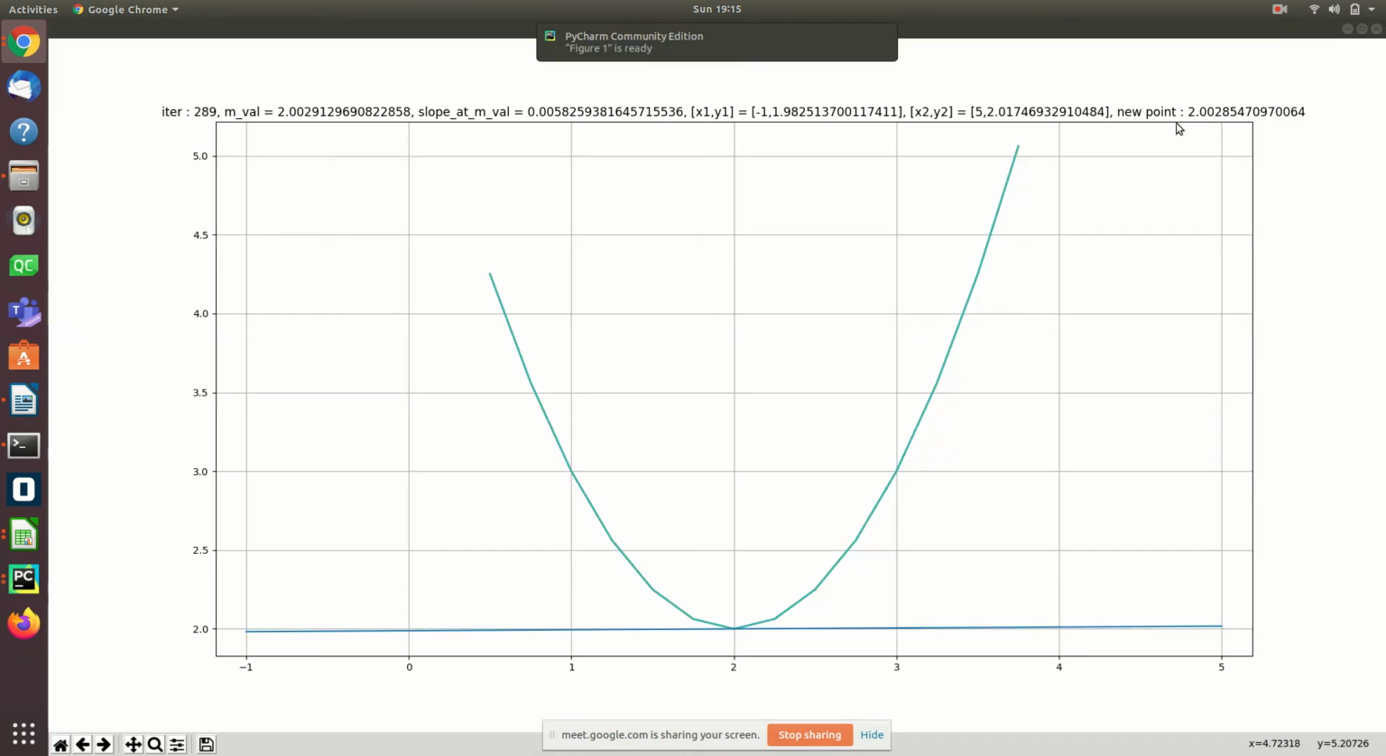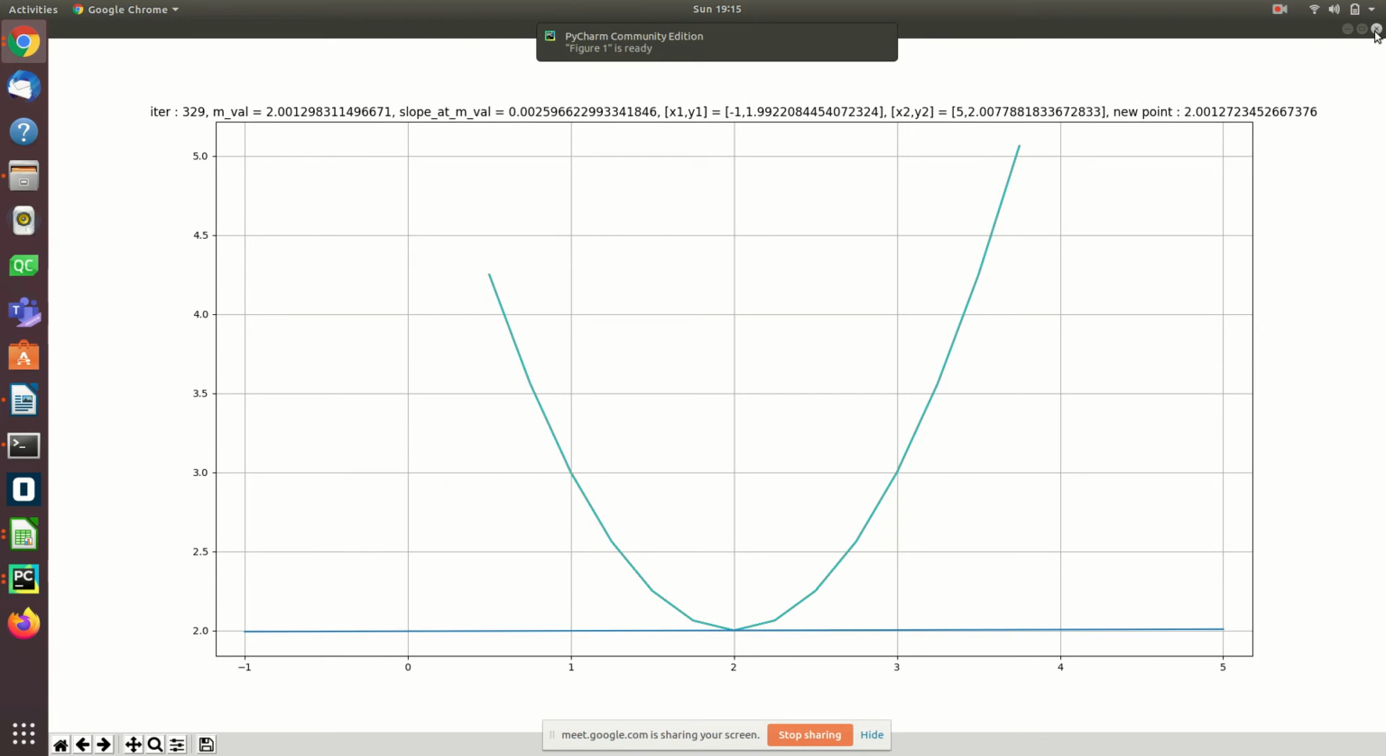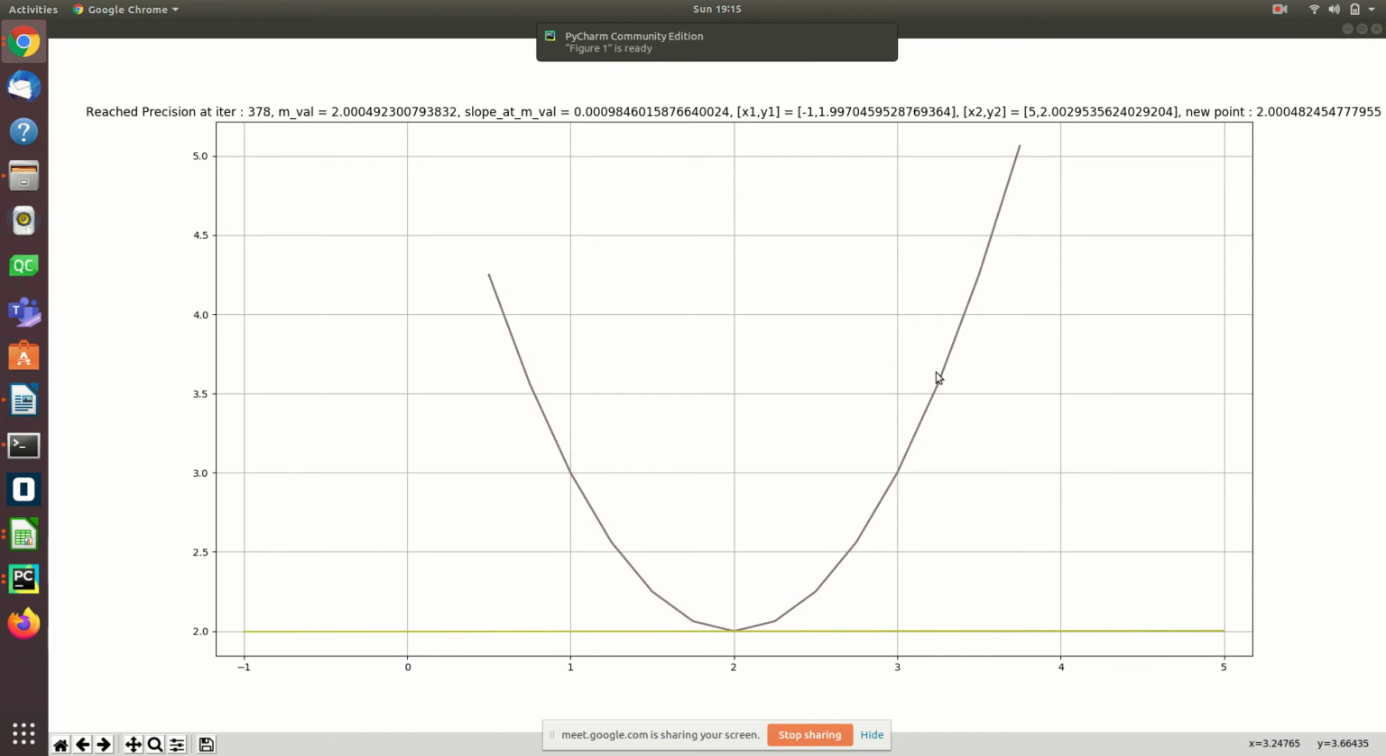I know at 2 it becomes 0, so I'm not worried. Almost. Because I started here. You may ask, what if I start from here? That is the beauty of gradient descent. आप यहाँ से भी start करोगे तो इधर ही आओगे. The reason I'll tell you.